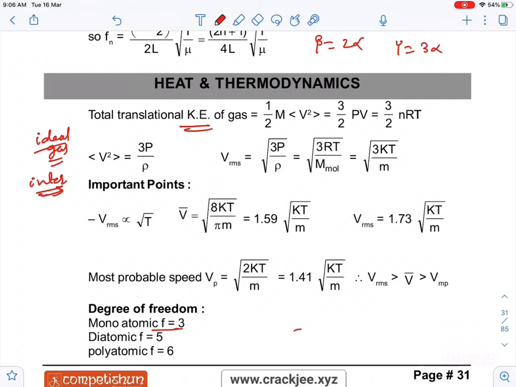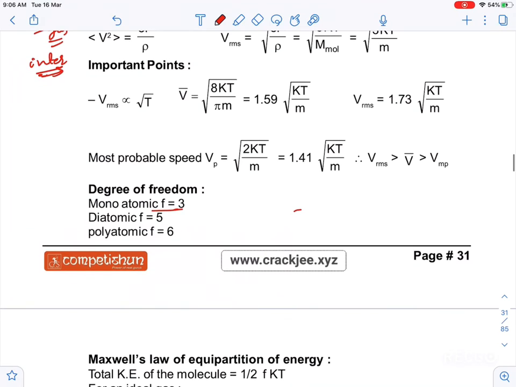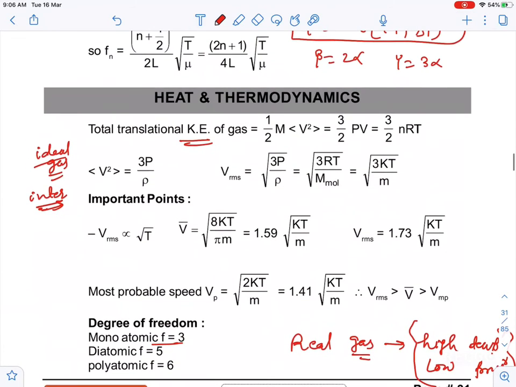Keep in mind, we are neglecting potential energy, but if you are taking a real gas, there will be some amount of potential energy there. So JEE asked one question, guys: when does a real gas become an ideal gas? A real gas behaves as an ideal gas at very high temperature and low pressure.